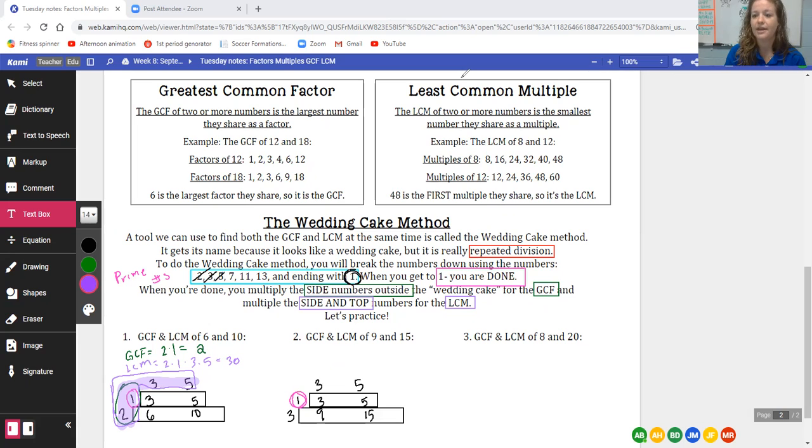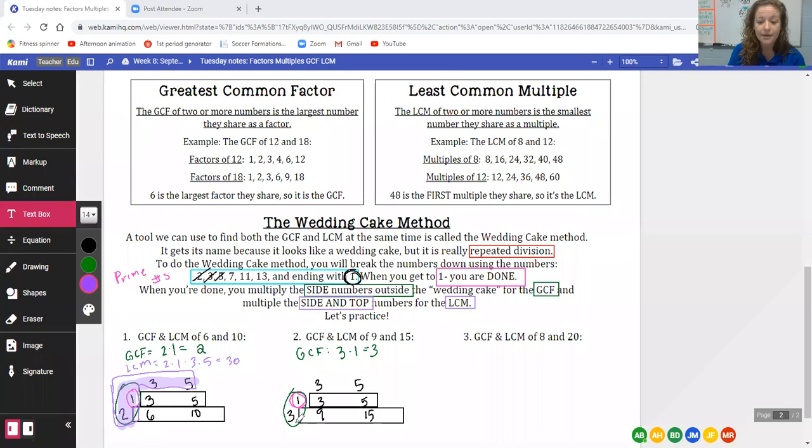Okay, so let's go ahead and find our GCF. Remember our GCF, we are multiplying those side numbers. So what am I multiplying for my GCF? 3 times 1, which gives you 3. Very good.